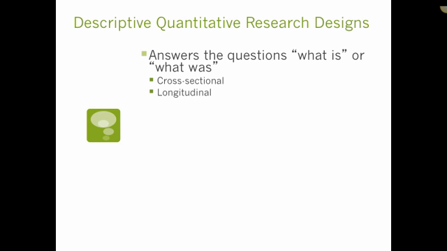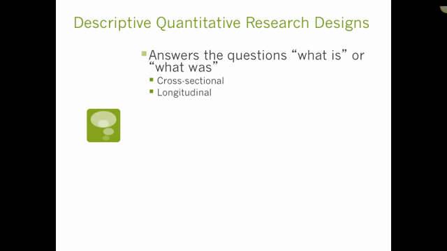Okay, so first of all, descriptive quantitative research designs. Essentially, those answer the question, what is or what was? So you can investigate the way things are currently or the way things were in the past. Cross-sectional refers to the idea that you're studying one point in time. So it could be today you want to see maybe what do students think about academic advising at ASU today? Or you could say, what did students think about academic advising at ASU 10 years ago? Cross-sectional refers to just when you're studying one point in time, either currently or in the past.